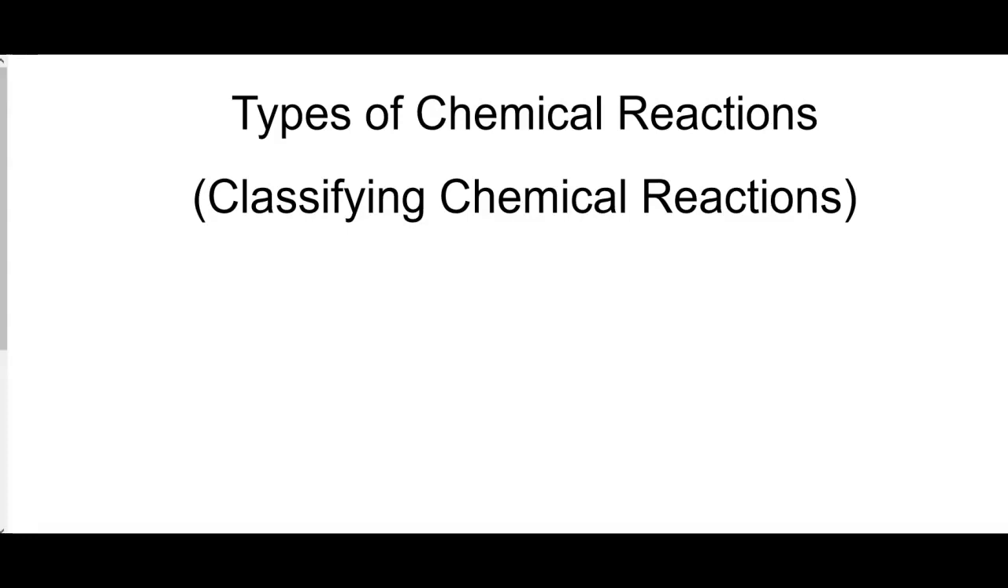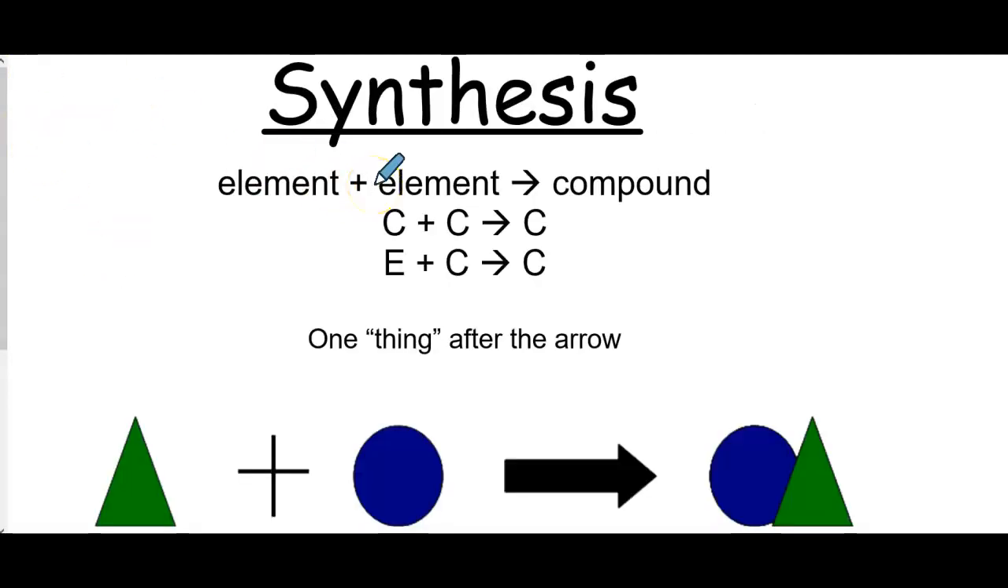Classifying chemical reactions, otherwise known as types of chemical reactions. The first type or classification is a synthesis. Synthesis means you're producing or making something.